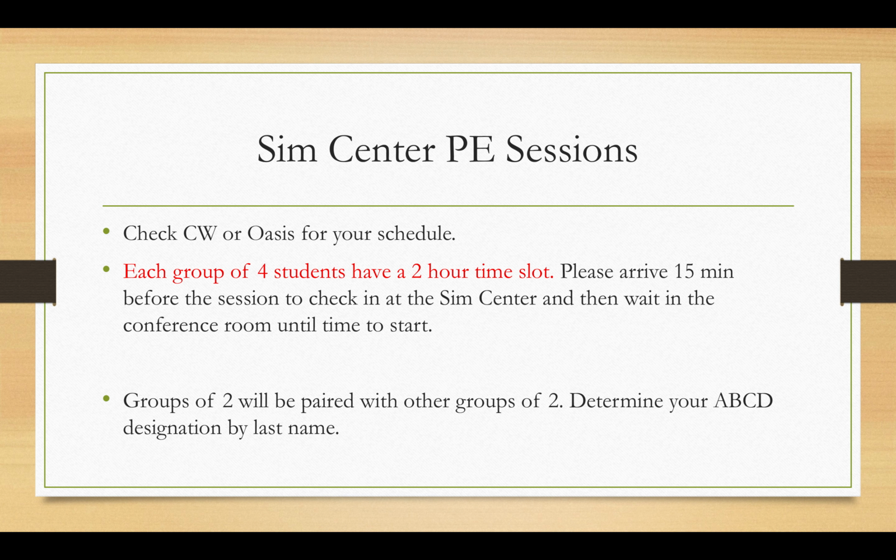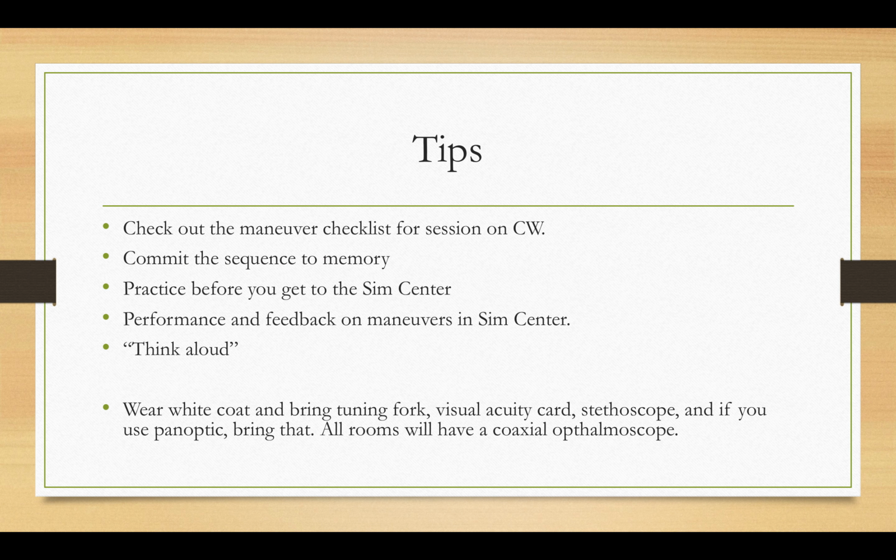A few of you are in groups of 2, as you know, this semester. So groups of 2 will be paired with other groups of 2. So just look for your schedule. Your ABCD determination is going to be based on your last name again. If you're in a group of 2 that's not paired with someone else, basically what's going to happen is each of those students will have a half an hour physical exam experience where the other student watches and then they switch. Let me go over a few tips that may be useful.